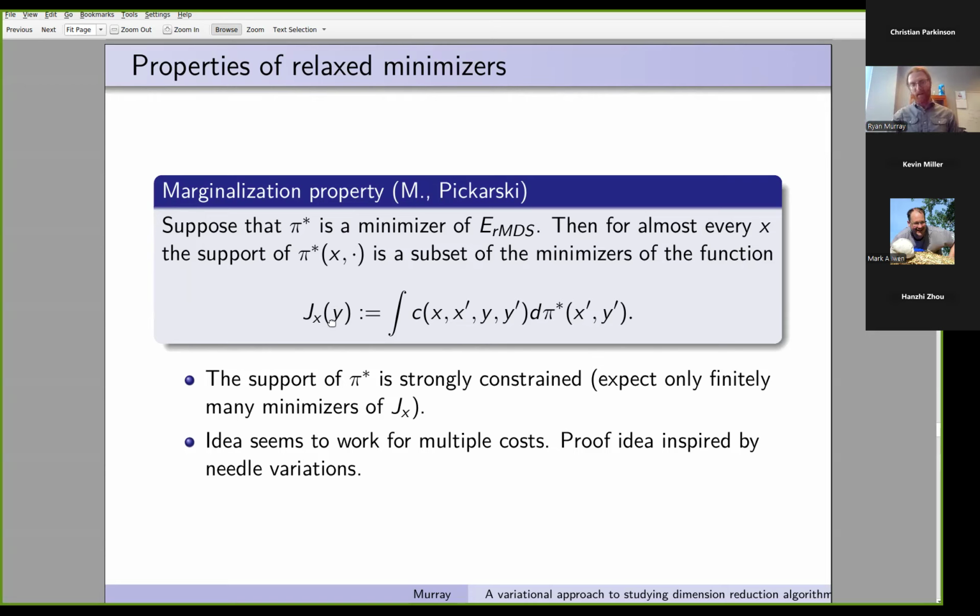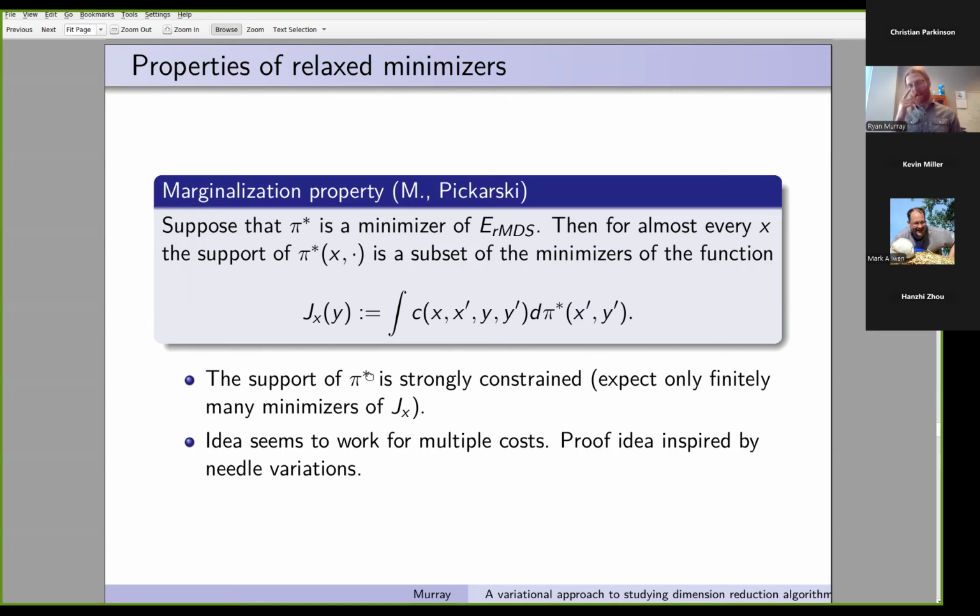And so here, I look at this problem, and for each x, I have now a finite dimensional optimization problem in y, and the support of my solution has to live in the minimizers of this finite dimensional optimization problem. This really means that the support of pi star is really strongly constrained.